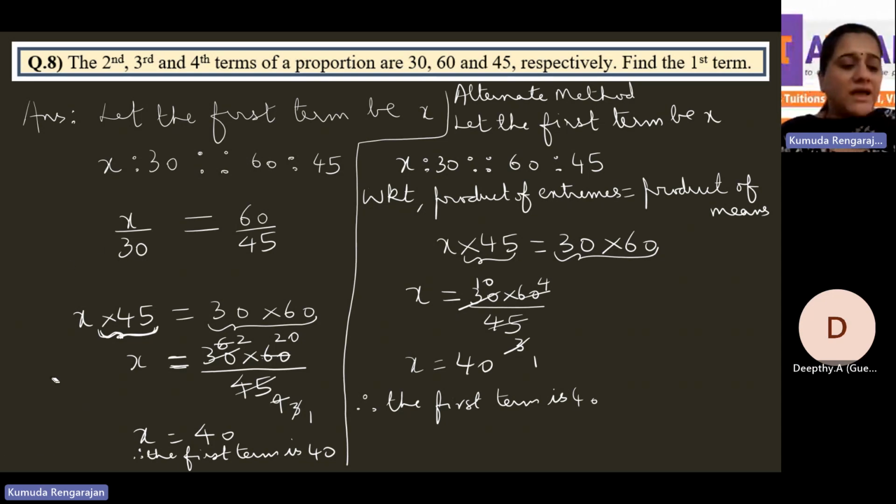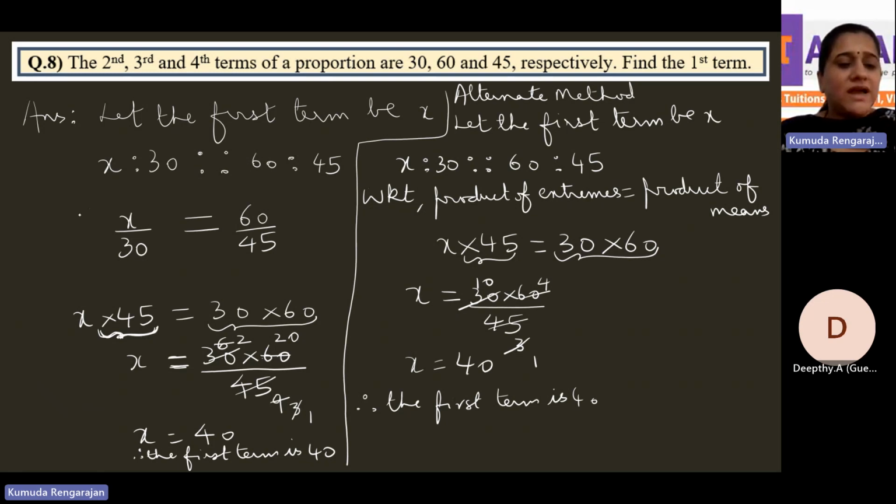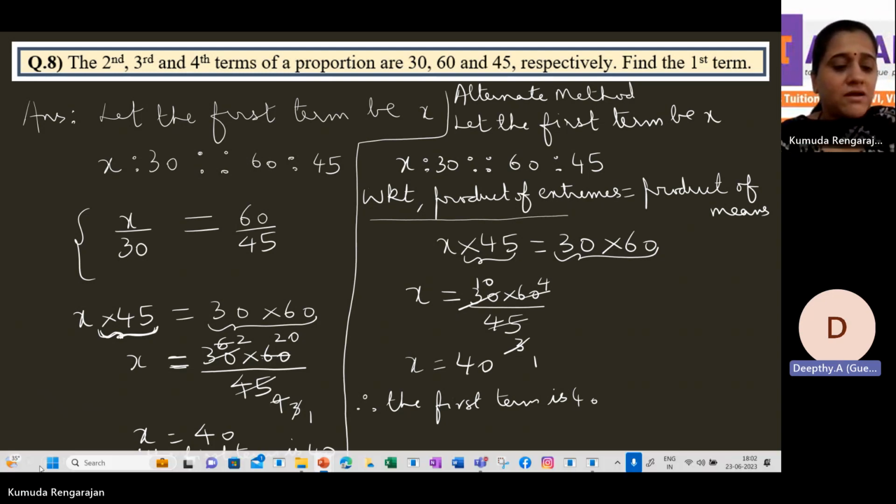In the first method, the idea is cross multiplying. Whereas in the second one, we are not cross multiplying. We are using the rule of proportion. Product of means is equal to product of extremes. Yes, Mom. So we do not do cross multiplying in the alternate method.